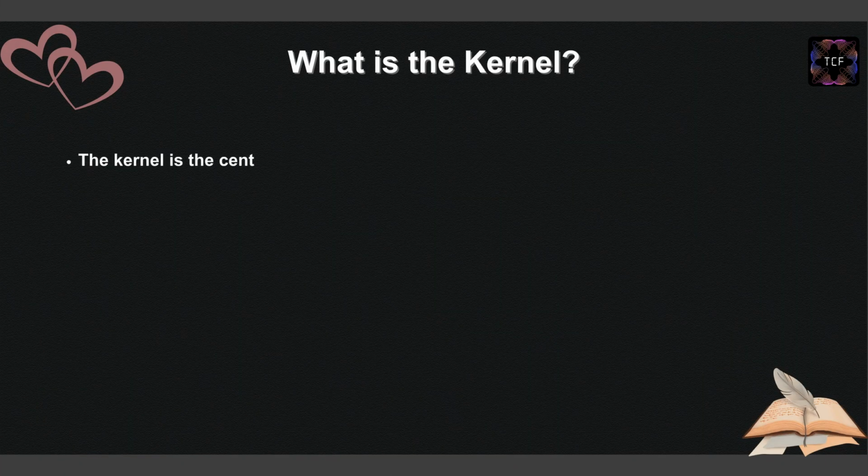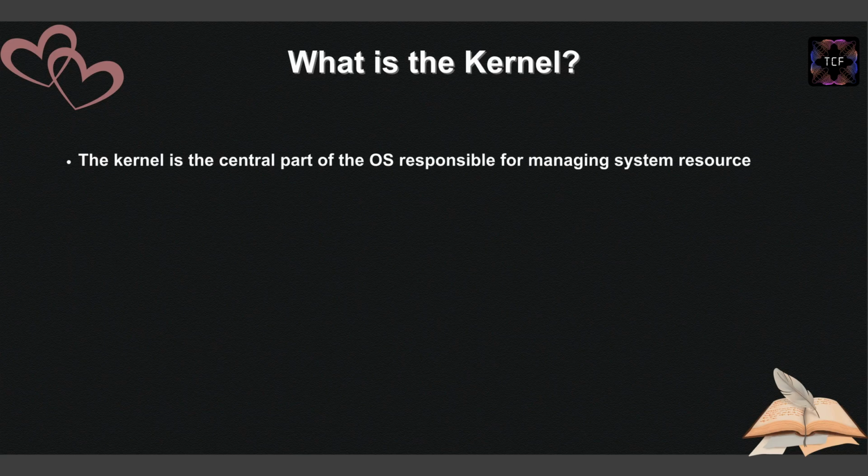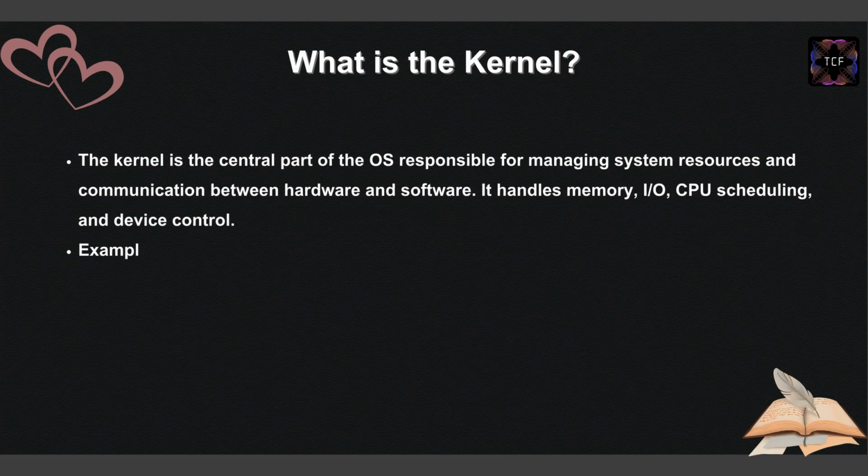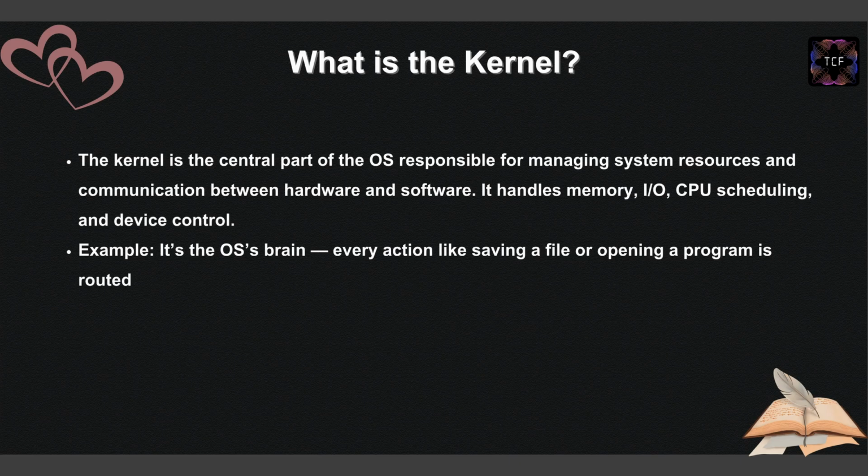What is the kernel? The kernel is the central part of the OS, responsible for managing system resources and communication between hardware and software. It handles memory, I/O, CPU scheduling, and device control. Example: it's the OS's brain. Every action like saving a file or opening a program is routed through the kernel.